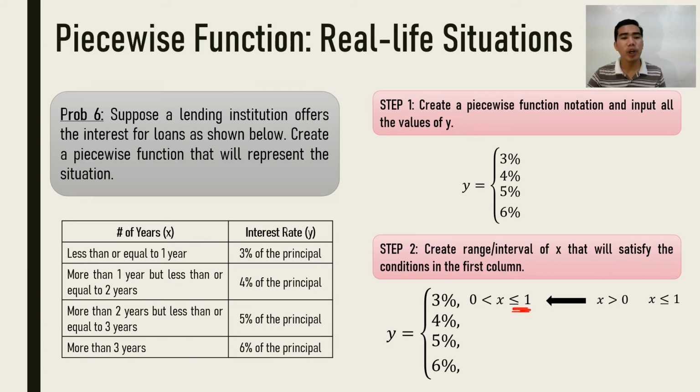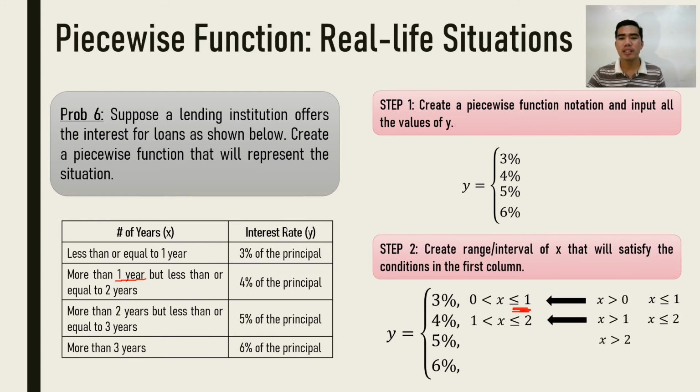Next. More than 1 year but less than or equal to 2 years. So, this is very understandable. Diba, we have 1 year na dito na side. It is stated more than 1 year. So, hindi nakasali si 1 year. So, that's why we have this. Okay? Hindi nakasali si 1 year kasi it is stated that more than 1 year but less than or equal to 2 years. So, madali lang ito actually.